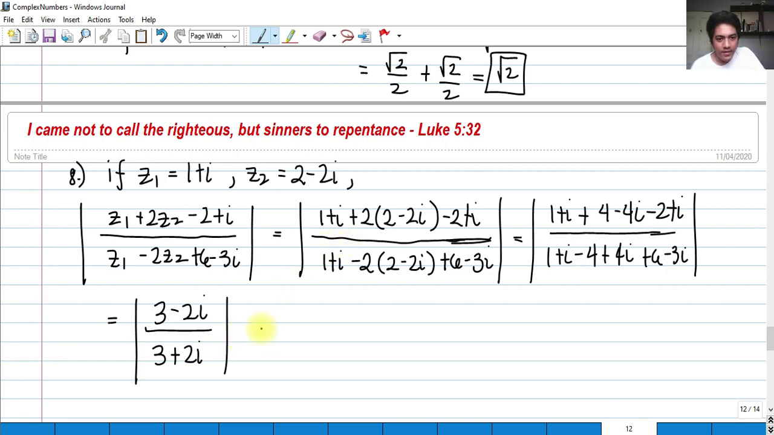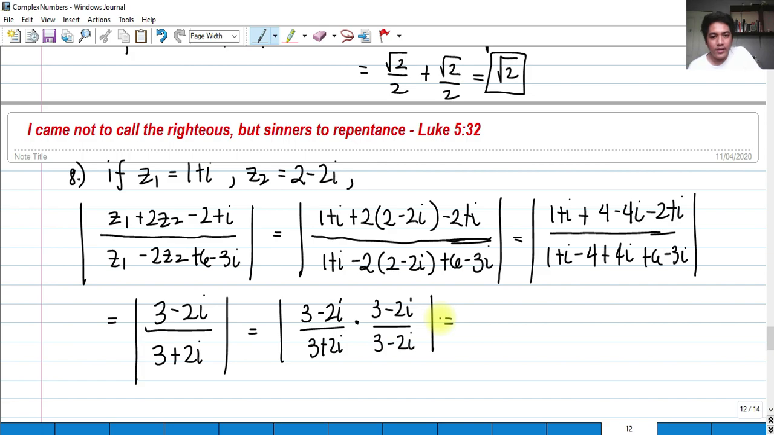Okay, then again, that is not the same, so we cannot cancel. This is a minus, this is a plus, so we still have to multiply it by its conjugate, the denominator's conjugate. So we have 3 minus 2i over 3 minus 2i.